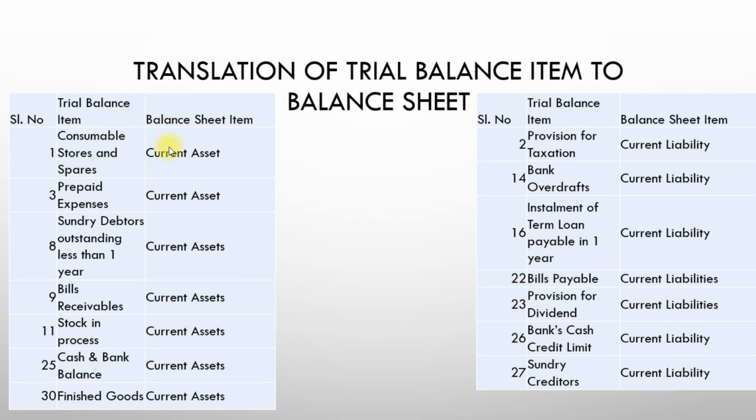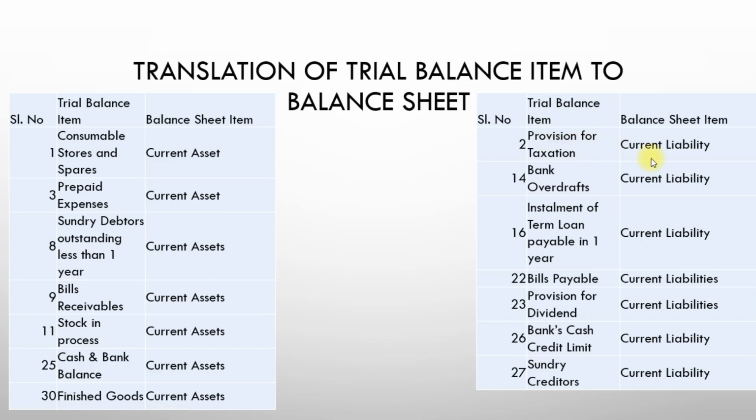In the first table, the balance sheet item is current assets. So what are current assets? In the trial balance, they are stores and spares, prepaid expenses, sundry debtors outstanding less than 1 year, bills receivable, stock in process, cash and bank balance, and finished goods. All these trial balance items are linked to the balance sheet item, which is current assets.